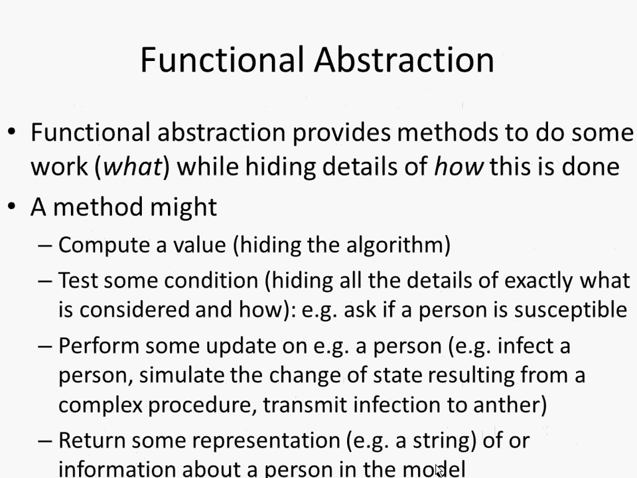Okay. So a method, for example, might compute a value. All we know is that it computes a value. It computes the number of neighbors of this agent. We don't know how it does it. We leave to AnyLogic the responsibility of figuring out how it does it. And we leave to them the opportunity to change that over time between versions of AnyLogic. Maybe they figure out some super fast way of counting the number of neighbors.